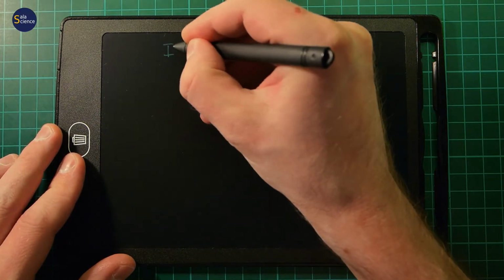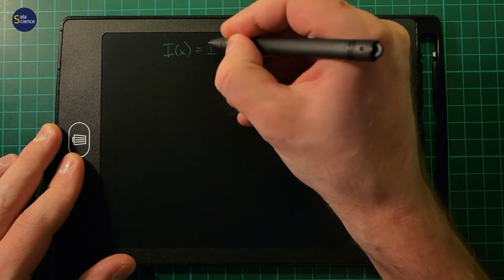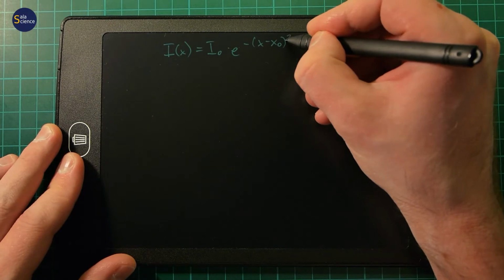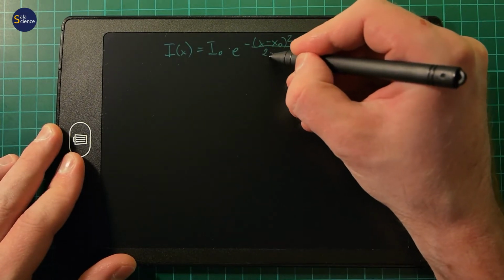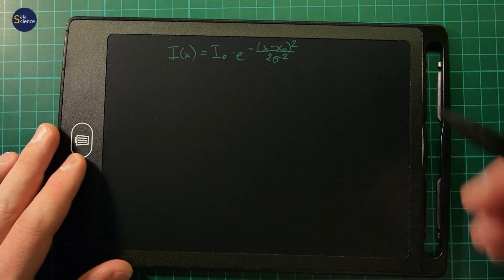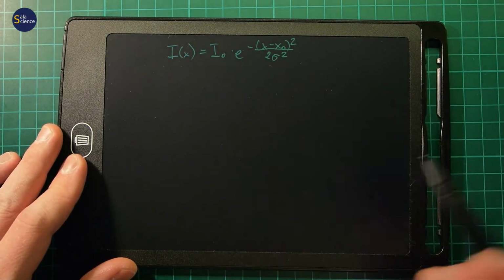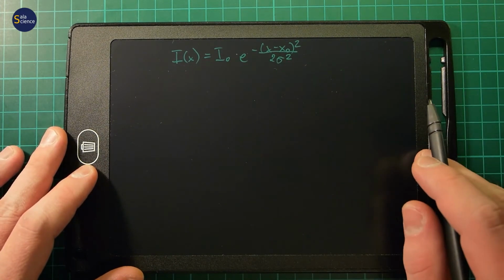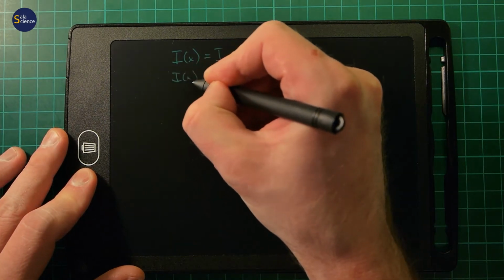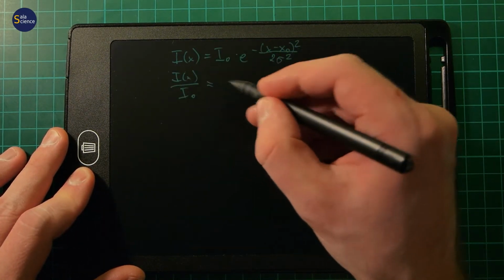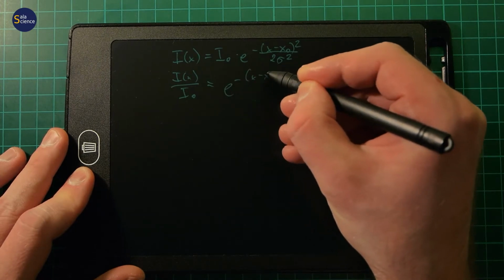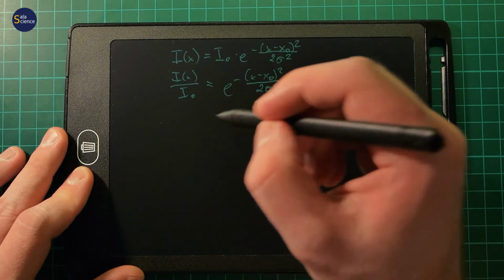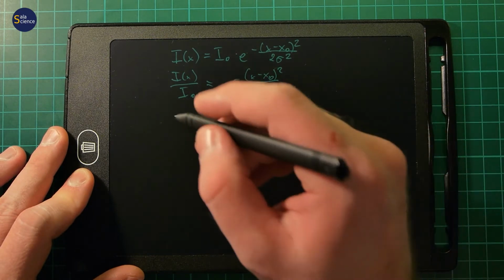In one dimension, the intensity can be described as I naught e to the power of minus (x minus x naught) squared over 2 sigma squared, where x naught is the position of the maximum. So let's calculate the width of this profile. So I of x over I naught equals e to the minus (x minus x naught) squared over 2 sigma squared. So let's take the natural logarithm of the left and right hand sides.